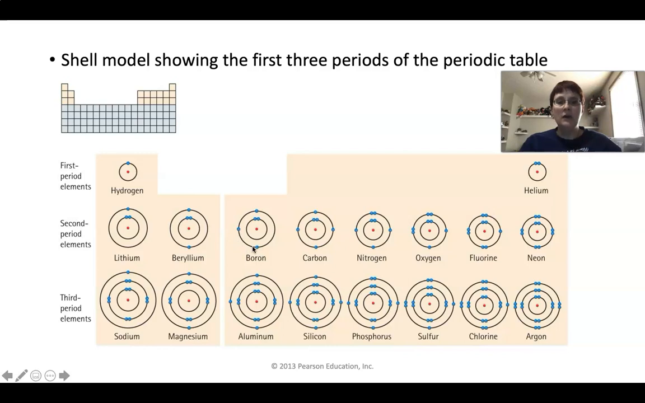Boron has an atomic number of 5, so it puts 3 electrons in that second shell. Carbon has 6, 7, 8, 9, 10. By the time we make it over here to neon, we have 2 in shell 1 and 8 in shell 2. If you look back, the maximum number of electrons that can be in shell 2 is 8. And this is why neon is not reactive. It's not missing any electrons in this outer shell.